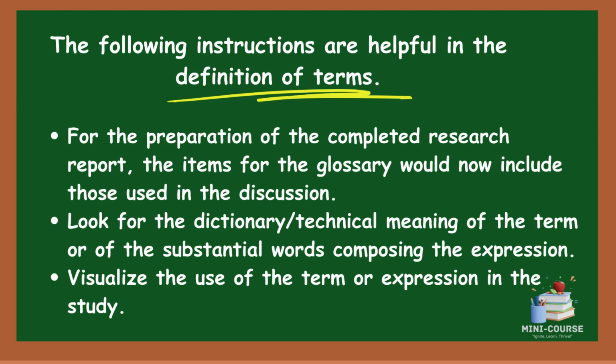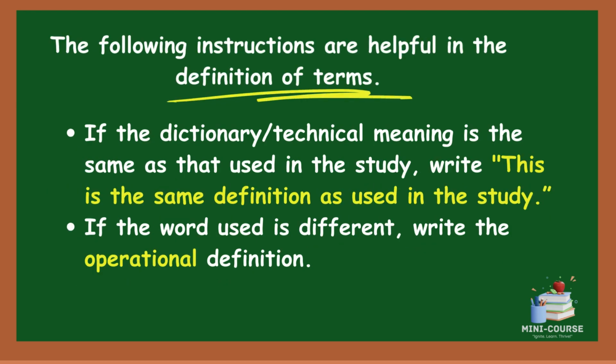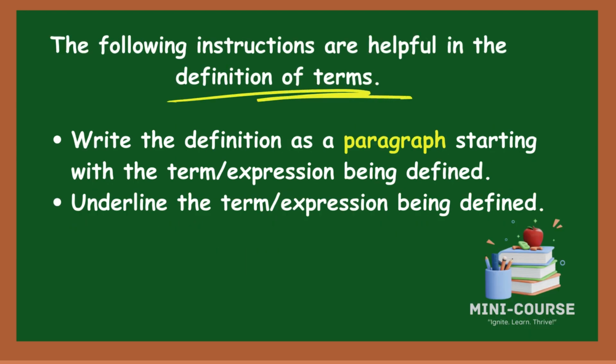Visualize the use of the term or expression in the study. Write the dictionary or technical meaning that suits the word's usage in the study. If no dictionary or technical definition is apt for its use in the study, write such meaning nonetheless. Note the dictionary or technical meaning with the appropriate number. If the dictionary or technical meaning is the same as that used in the study, write, "This is the same definition as used in the study." If the word used is different, write the operational definition. Write the definition as a paragraph starting with the term or expression being defined. Underline the term or expression being defined.